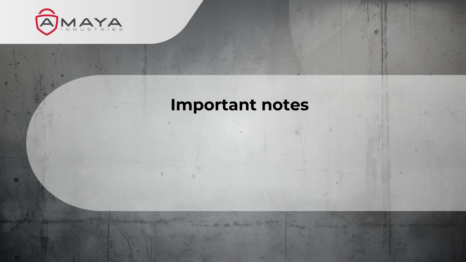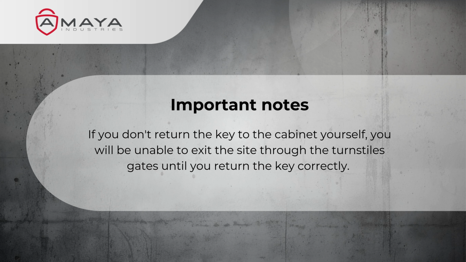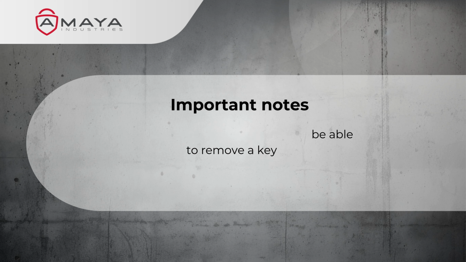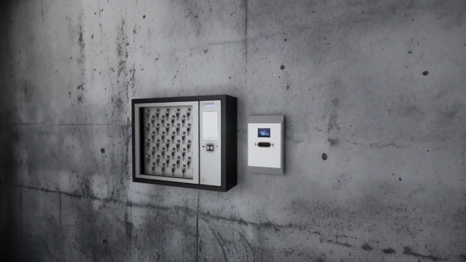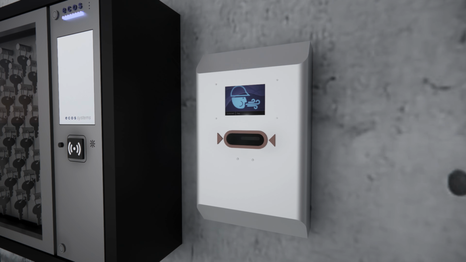Important notes. Most ECOS key cabinets are integrated with the site's access control system. If you don't return a key to the cabinet, or if you give it to someone else to return, you will be unable to exit the site through the turnstile gates until you have returned the key correctly. If your access is not valid, you won't be able to remove a key. If you're an operator with an expired license, you must renew it before you can access a key. Some ECOS key cabinets have a breathalyser installed next to the cabinet. In this case, you'll need to pass a breath test before gaining access to keys.